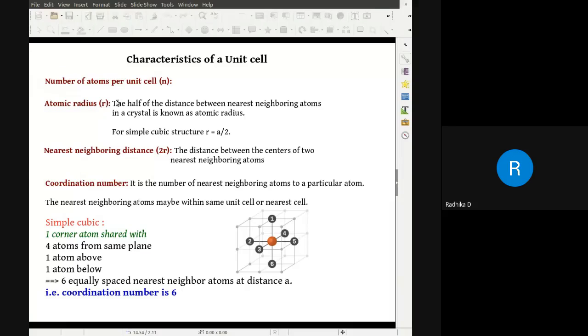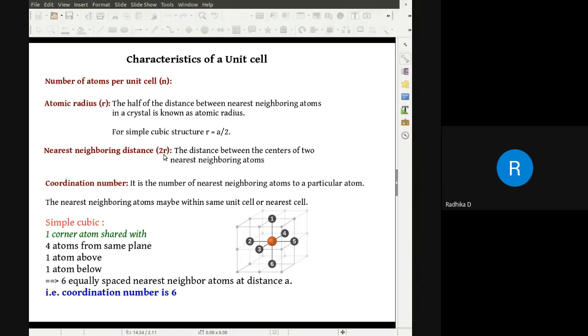One is for radius, another one is the nearest neighboring distance between the atoms. Basically, in simplest form, nearest neighboring distance means distance between the centers of two nearest neighboring atoms. So we just took a simple cubic and we saw that it is equal to twice the radius. One radius plus another radius. One radius from first atom, another radius from the second atom. I add it together, I get the nearest distance.